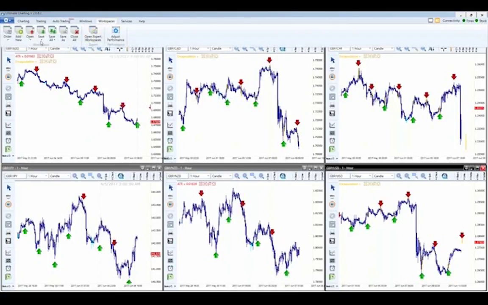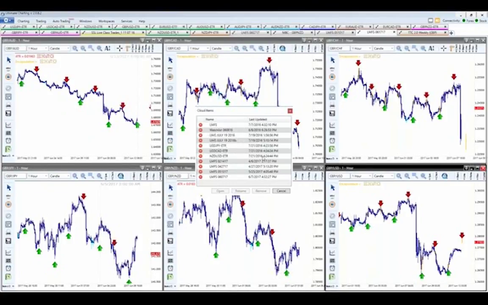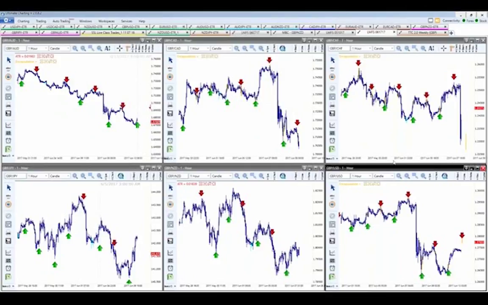These workspaces, you can save them to your computer or you can save them to the cloud. You can save them to the internet. So for instance, if I want to work on a different computer or a laptop, I can simply come here and open my workspaces right from the internet. As long as you have your charting software installed, you can import all your workspaces right from the internet here. There are some other neat built-in features here, but let's get started.